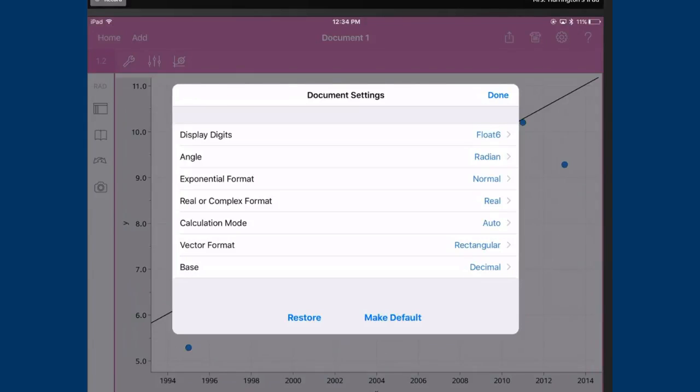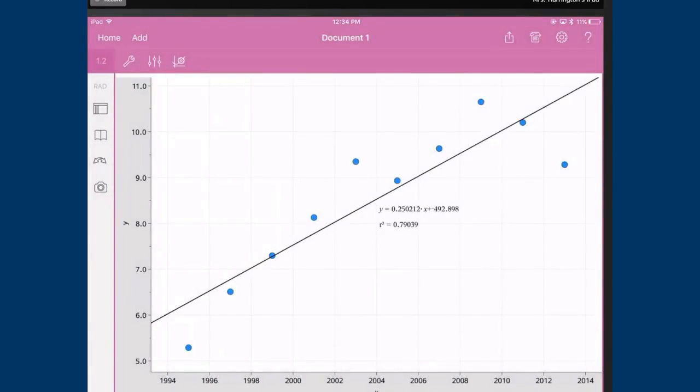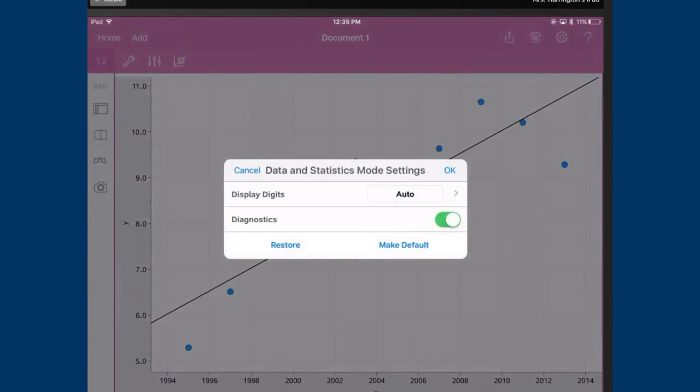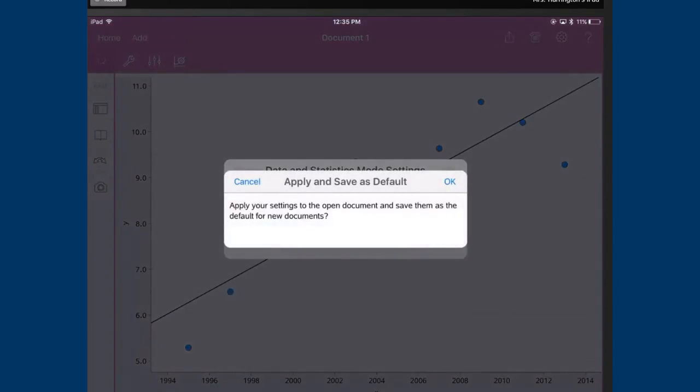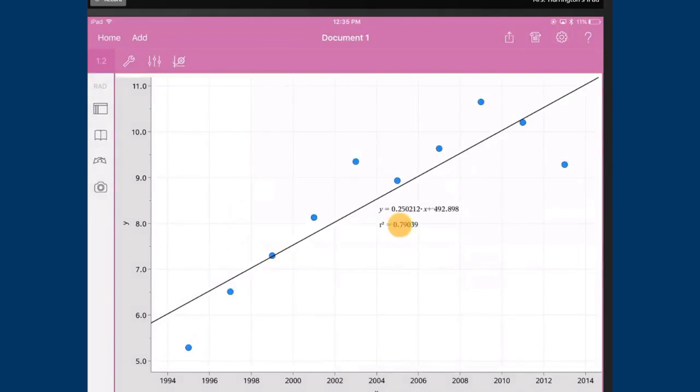So I'm going to go ahead and hit done. And where it's at is actually the settings for the graph. Notice that my diagnostics are toggled on. That's the only way you're going to get your R value. So if you don't see your R value when you perform these steps, make sure you go back to that gear and turn it on.